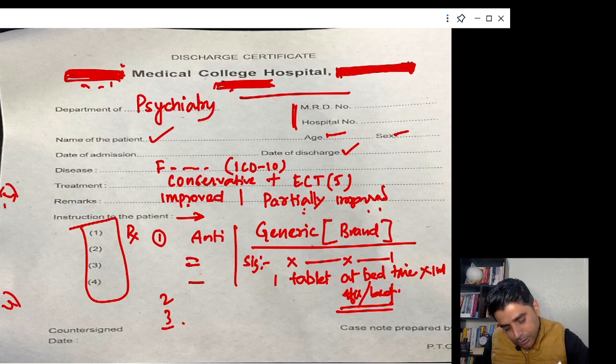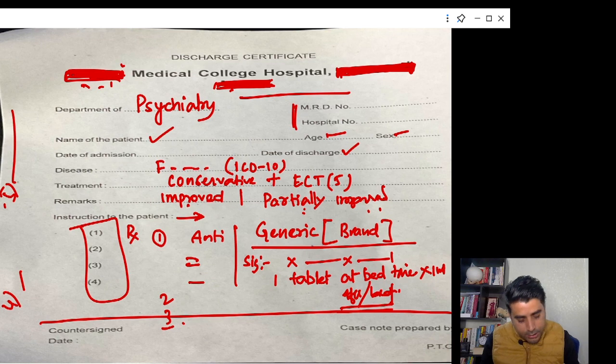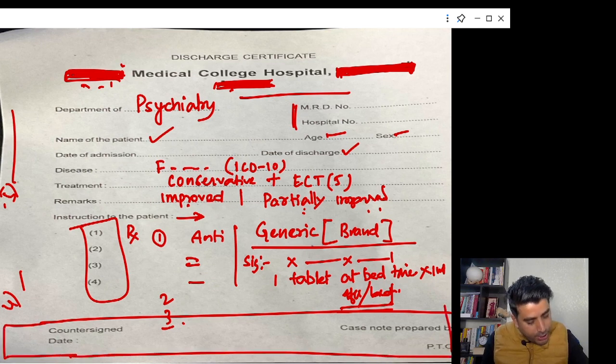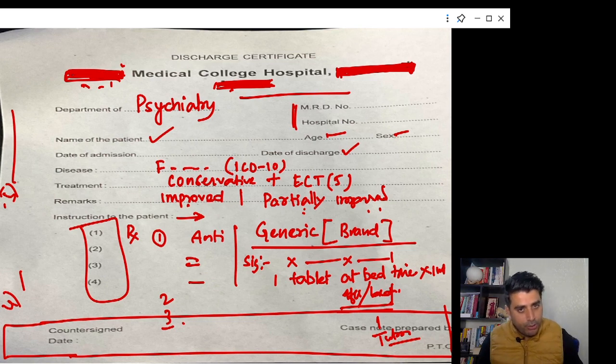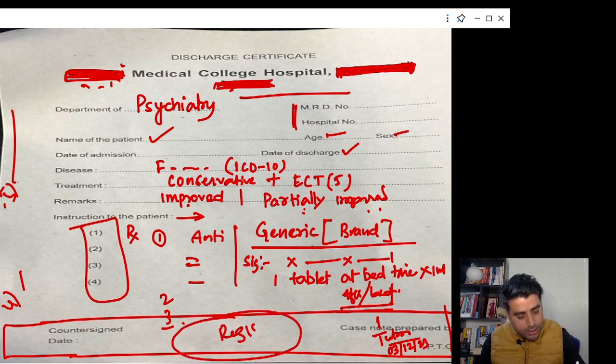You can write here also, but you need to keep some space here, because this is the space for the signature of the 3 important persons. Number 1 is the case prepared by you, so you are the important person, you need to write. Remember, your name will be important because you will be responsible for whatever you have written. Along with the date you need to write. Then the registrar will check everything and send it. Then it will be countersigned by the BP.